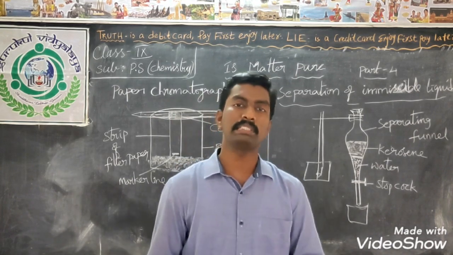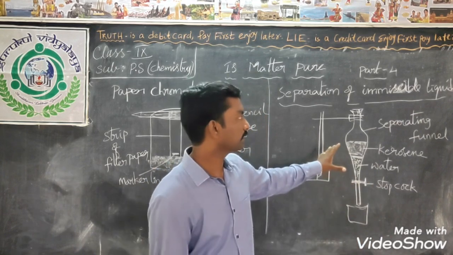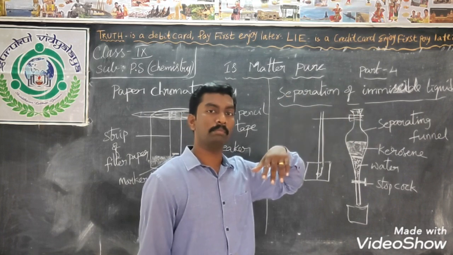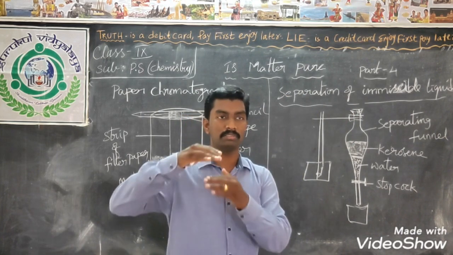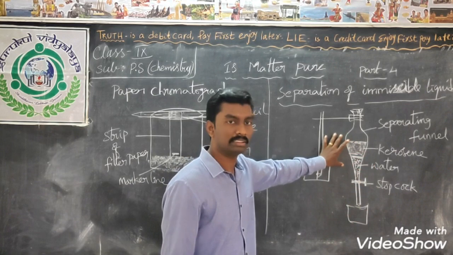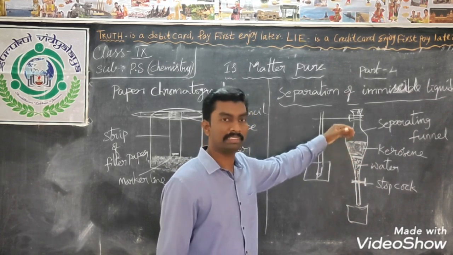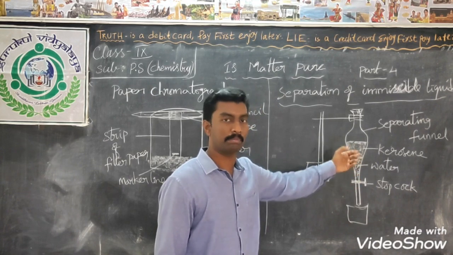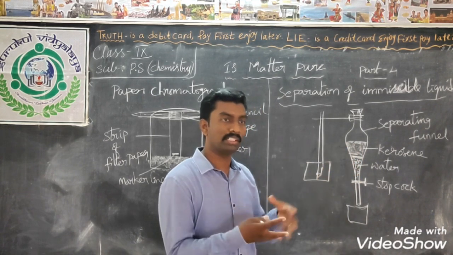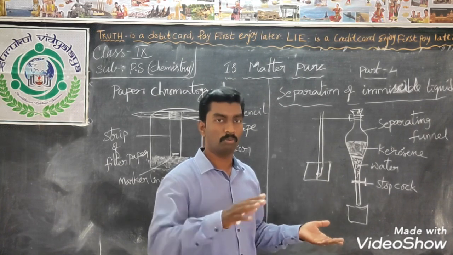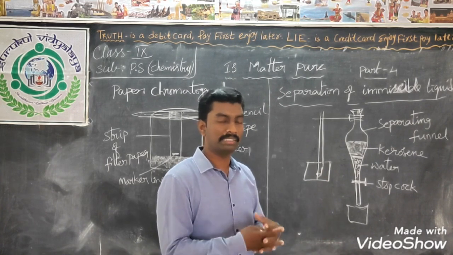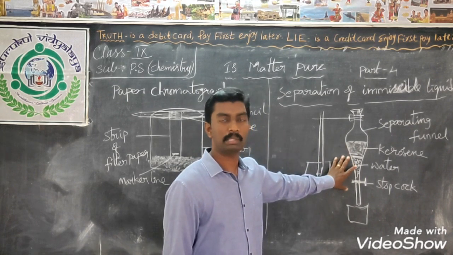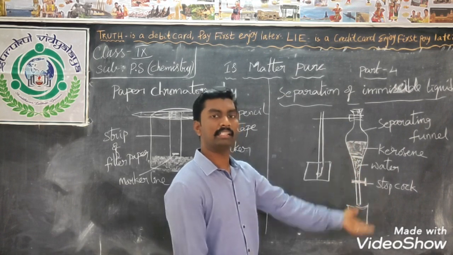Then what about miscible liquids? Up to now we have discussed how to separate immiscible liquids. What about miscible liquids? We cannot identify them by layers. If we observe layers, we understand they can be separated by the separating funnel. But when both are combined, like milk and water, or water and alcohol, can we separate them using the separating funnel, or is there another process?